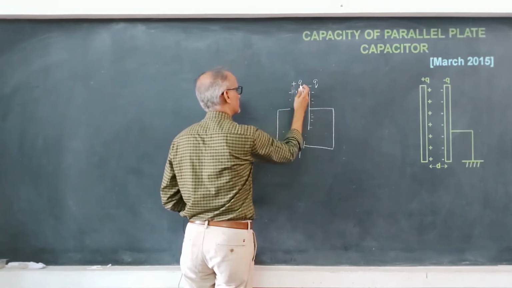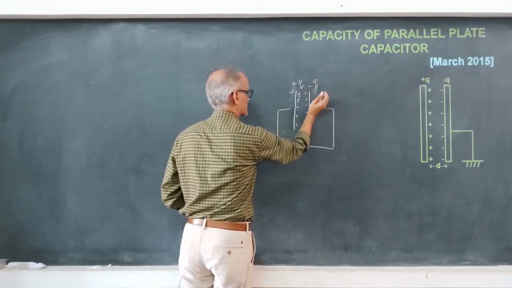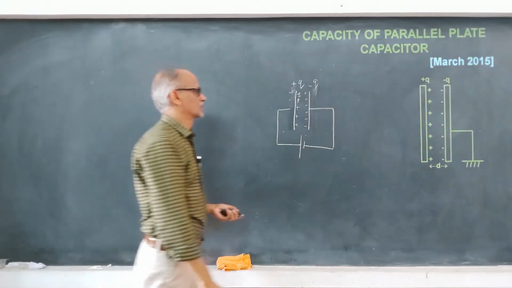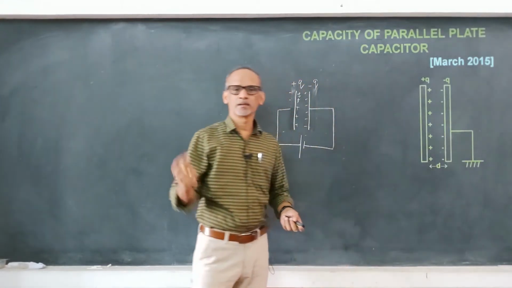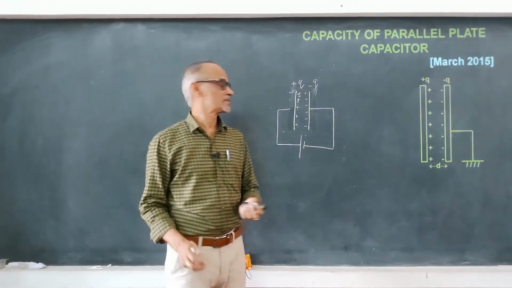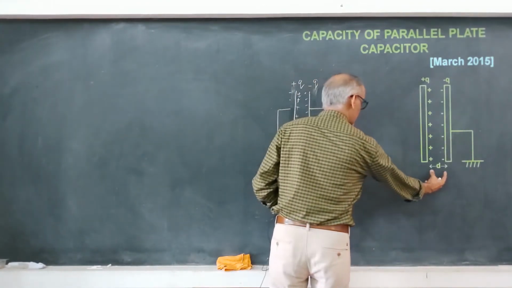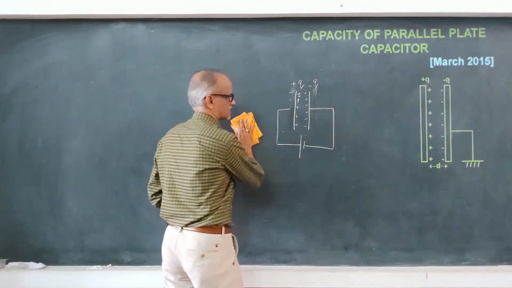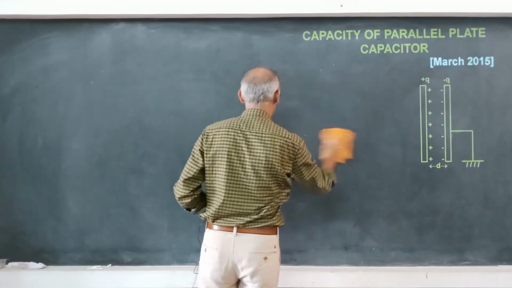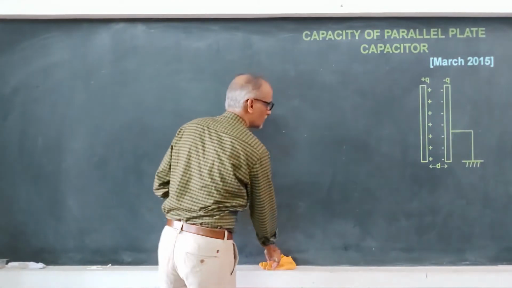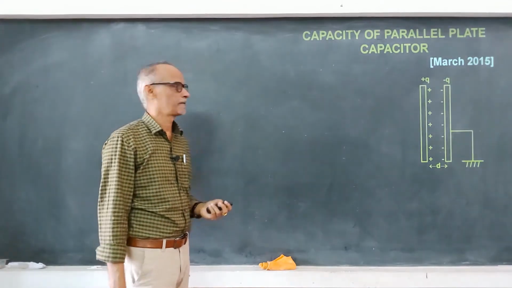So, you can draw them here inward, inside, like this. What this indicates is connecting to the earth. Earth has zero potential, or in simple terms it also represents that this particular plate is at lower potential. Small d is the separation between the plates. So, let us derive an expression for the capacity of a parallel plate capacitor.